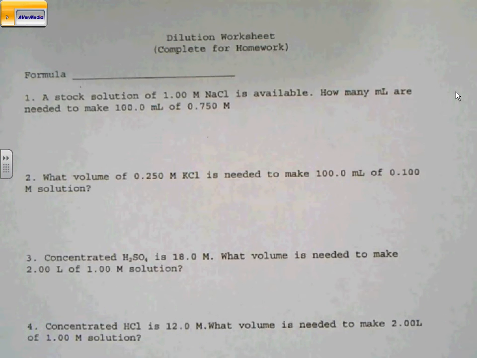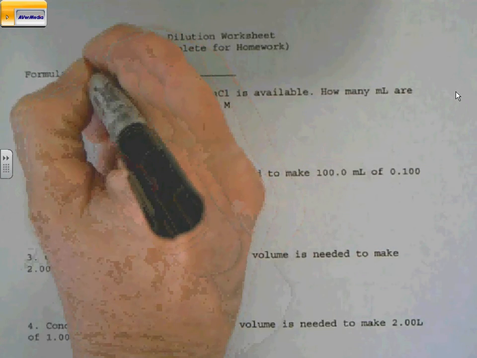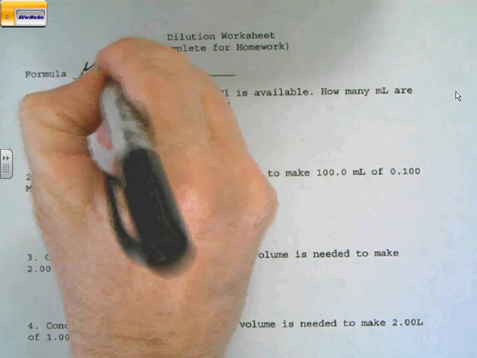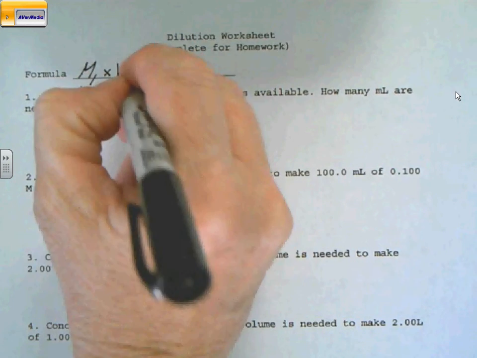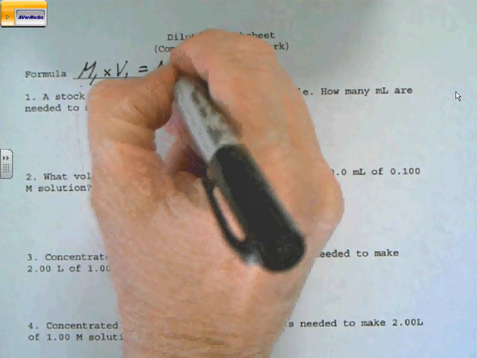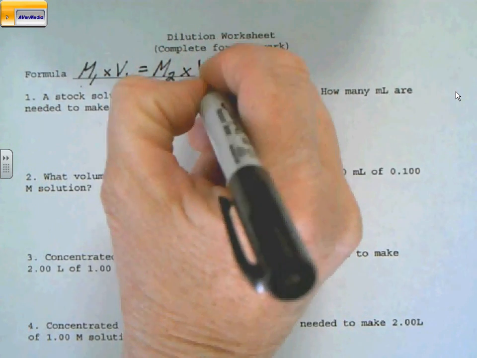What I'd like to do now, though, is practice how you might dilute a stock solution that you have, because you want the same solution, only a different concentration. And the formula is quite easy. All you do is know the molarity of the first solution times the volume of the first solution. That should equal the molarity of the second solution times whatever desired volume you need of that second solution.